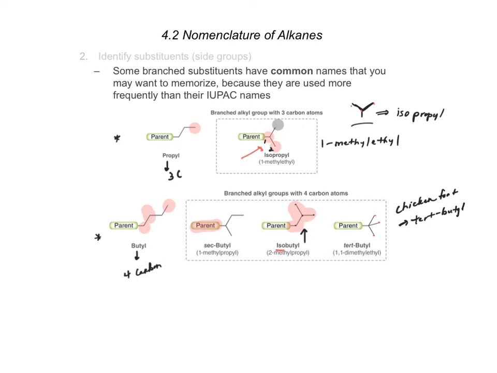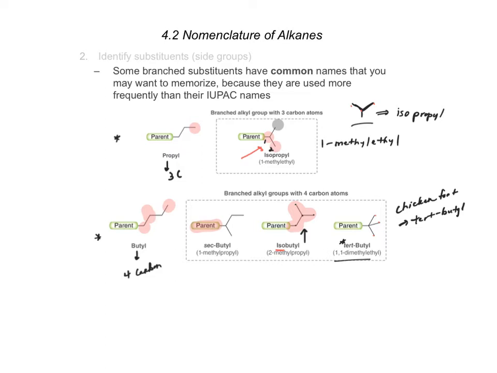Okay, so again, the purpose of doing this is the actual complex name for tert-butyl is 1,1-dimethylethyl. That's a hassle. Nobody likes that. It's easier to note that, oh, this is tert-butyl. Look, it looks like a chicken foot. And you can use tert-butyl to name it. You don't have to go through and say, oh, it's 1,1-dimethylethyl.